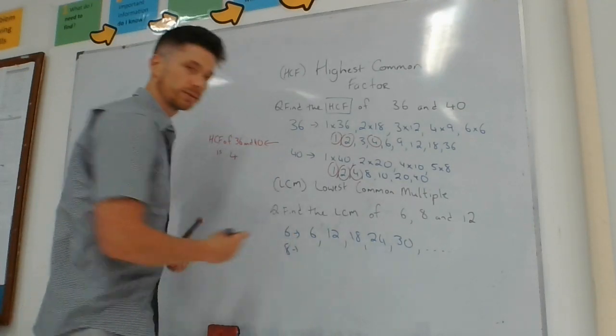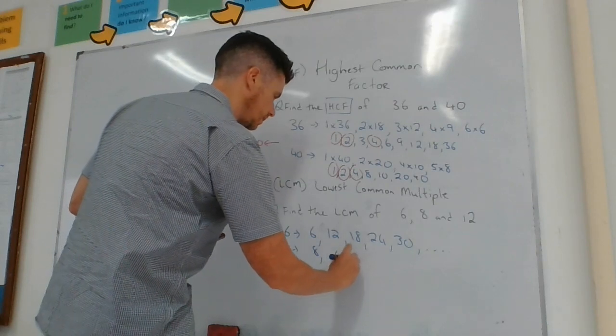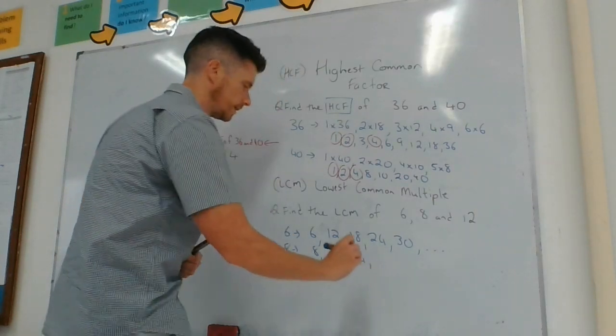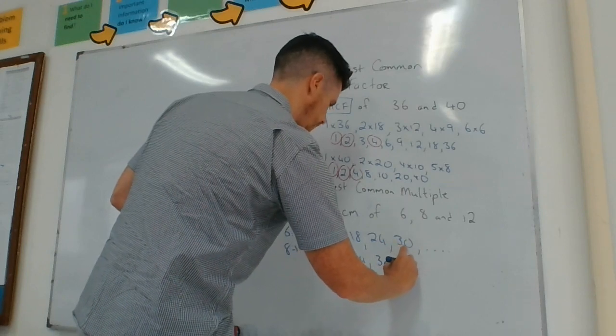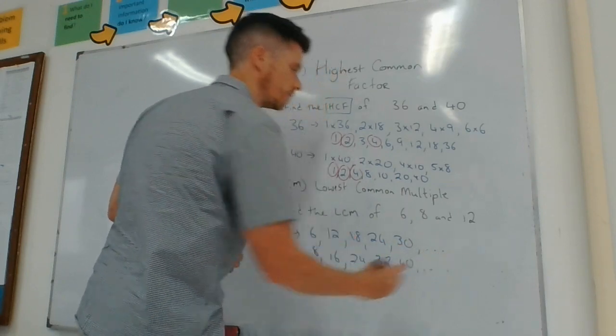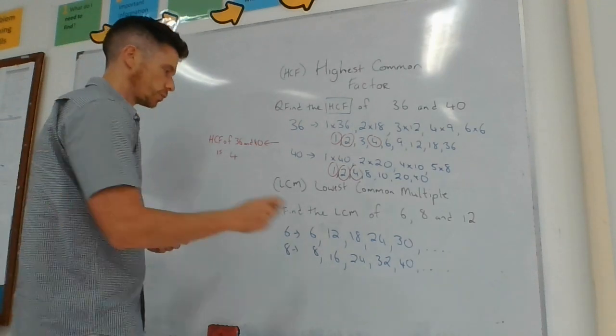8, I'm going to make the list for 8 as well. So 8 times 1 is 8, 16, 24, 32, and 40. So this is why I need to know my times tables so I can do this quickly. 12 then.